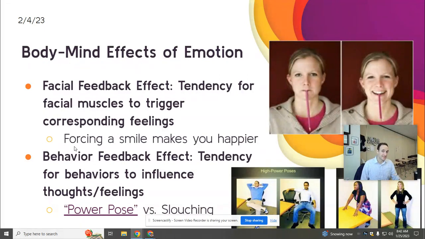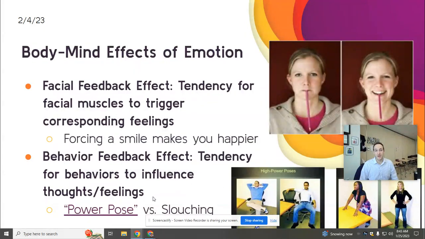A related concept, but a slightly different one, is the behavior feedback effect. And this one is less about the face and facial muscles, but more about the behavioral, positional aspects of your entire body. So what are we doing with our behaviors and our body language? And how does that influence our thinking and feeling? It's the same concept in which the body as a whole and our behaviors can impact the way we think and feel and ultimately our emotions.